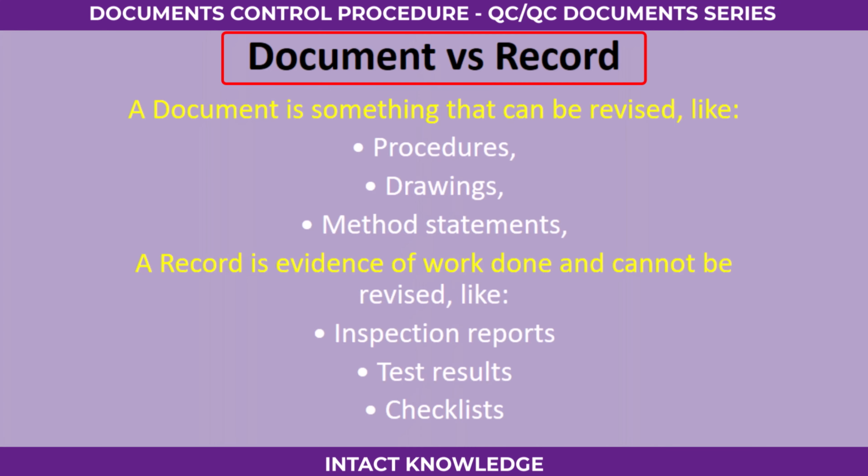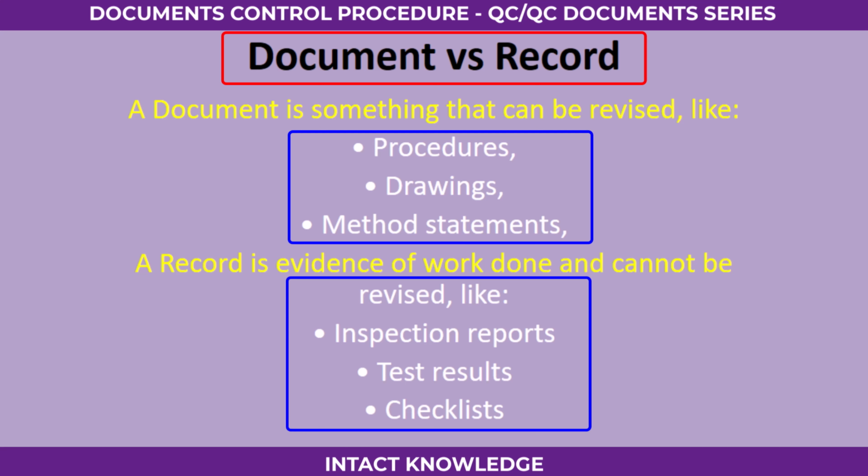Document versus record. Before going further, understand this clearly. A document is something that can be revised, like procedures, drawings, method statements. A record is evidence of work done and cannot be revised, like inspection reports, test results, checklists.